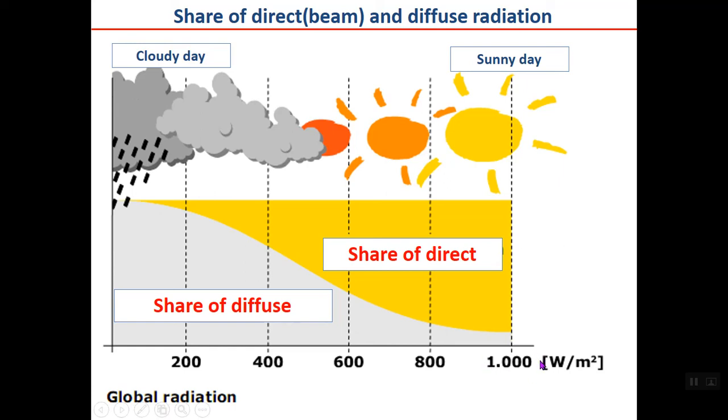The solar intensity or solar irradiance on a completely sunny day is around 1000 watt per square meter. And don't forget that it cannot be more than 1367, because that value was the value neglecting the atmospheric effect. So as you have atmospheric effects on the Earth in real cases, the value of solar intensity on the Earth will always be less than 1300 or so watt per square meter.